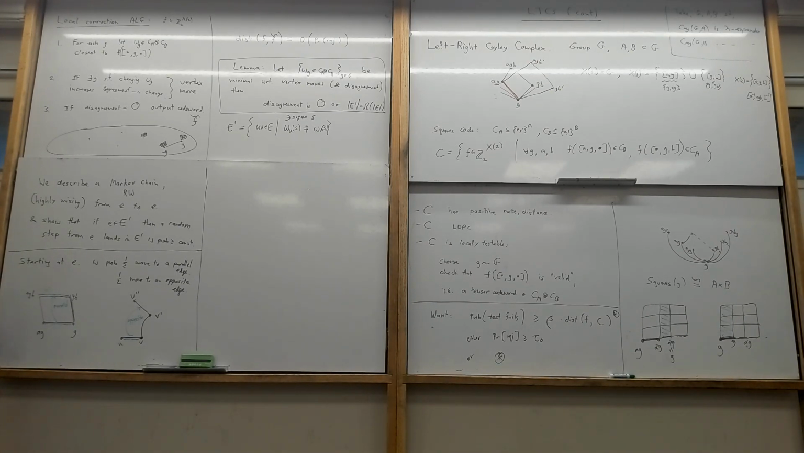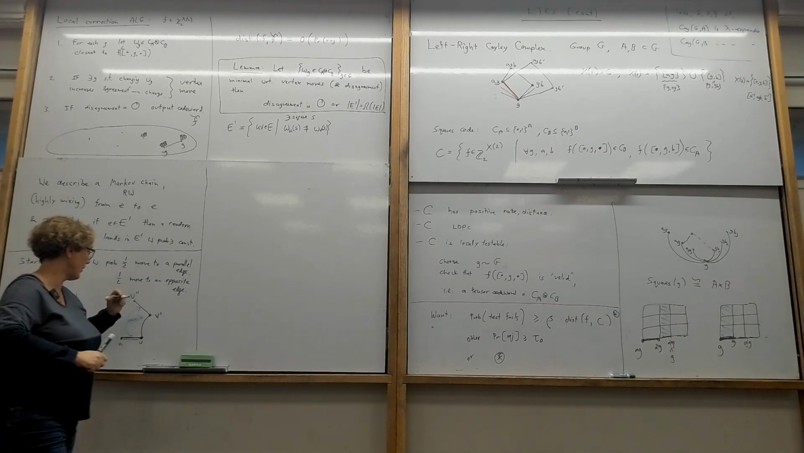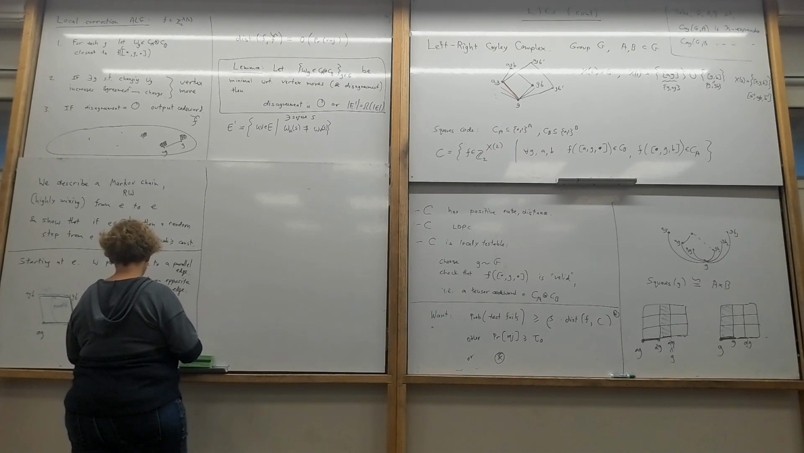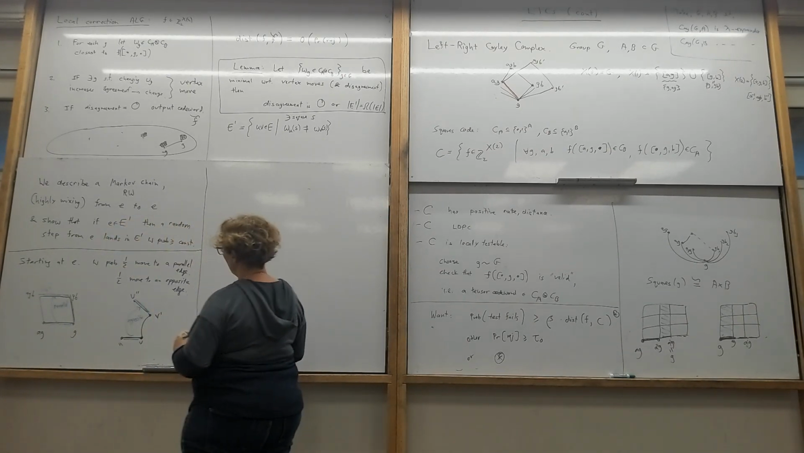Now, the claim that I want to make is, one, these are mixing. I'm not going to prove it, just kind of believe it. And the second claim is that if the initial edge was in E prime, then with constant probability, the result, the edge here or here, I forgot to highlight this guy, is in E prime. Can you repeat what is an opposite edge?